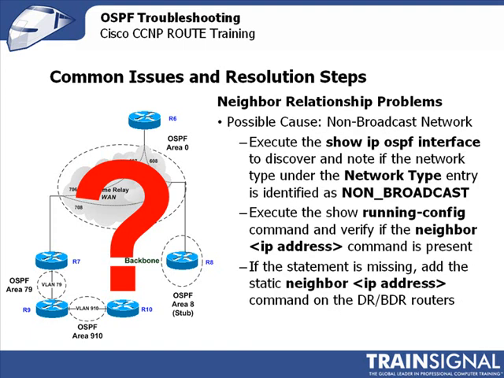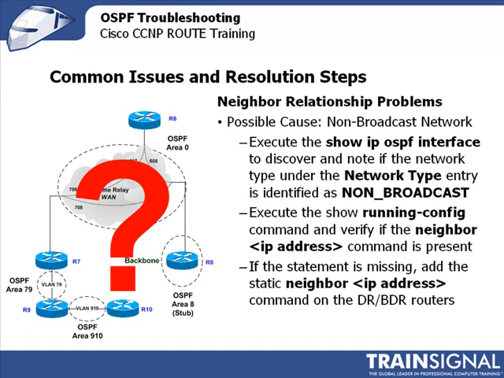Another possible cause, this is more along the lines of wide area networks, but it could be a non-broadcast network that you're dealing with. You can use the show IP OSPF interface command and discover the network type that's being used. If under the network type entry, specifically when you're looking, it says NON-BROADCAST in caps, as you see on the screen here, it means it's a non-broadcast type of network, and you need to make sure that you have manually configured your neighbor settings.